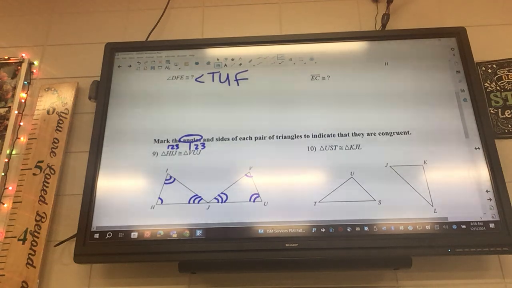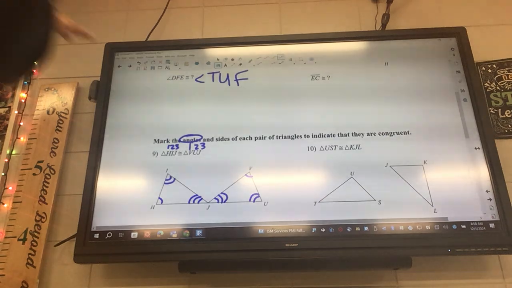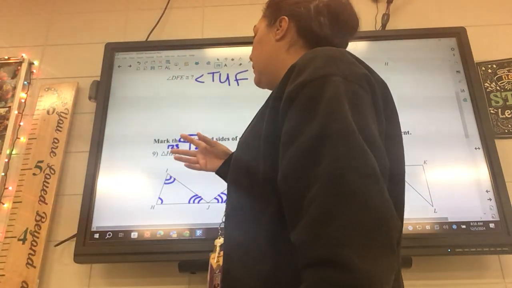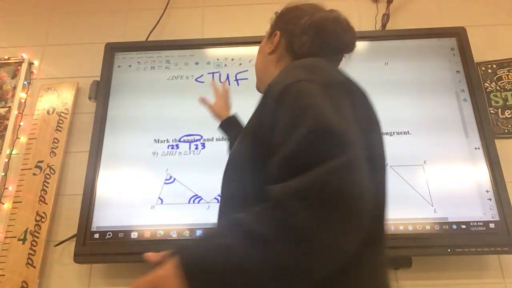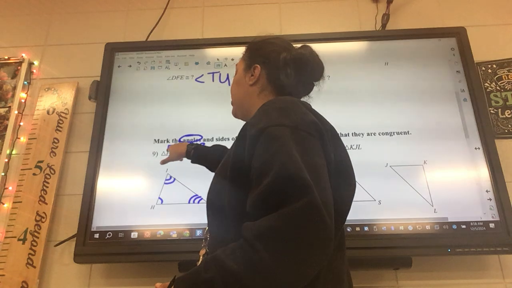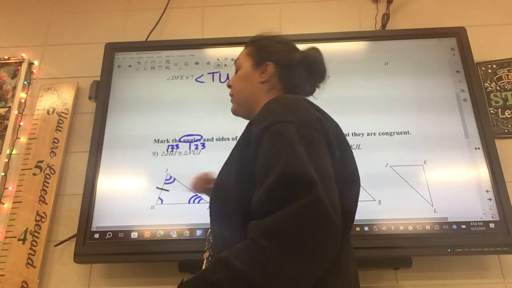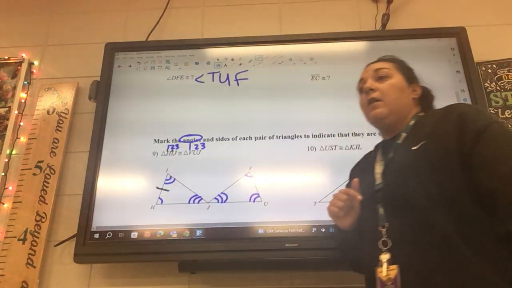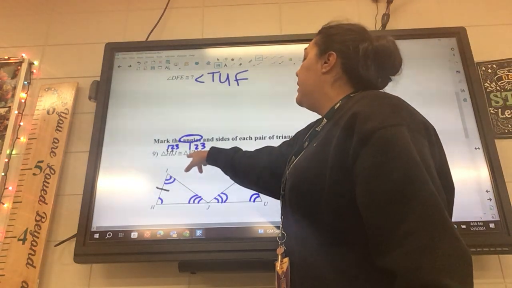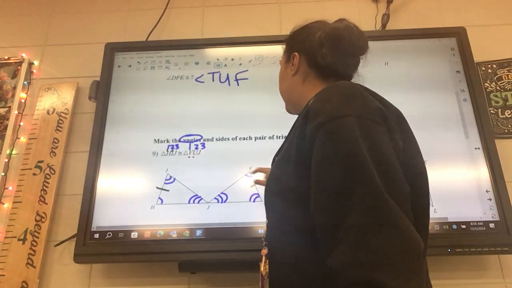Now we have to mark the sides, and the sides are what's kind of tricky for people. In order to mark the side, after you get 2, though it's not that bad, you're going to use number 1 and 2, so that's HI. So HI is going to get 1. On the flip side of that, you're going to use 1, 2 on the other side, so VU is going to get a 1.